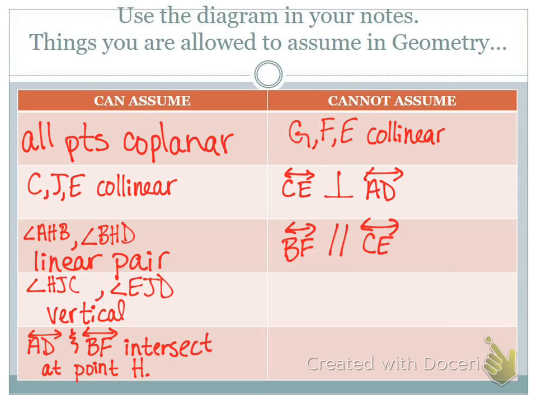Okay, so for example, we cannot assume angle AHB is congruent to angle HJC. The only time you could know that angles are congruent is if they are vertical. We can tell vertical from a diagram, and vertical angles are congruent, but if they're not vertical and they're not marked somehow, we can't assume that.